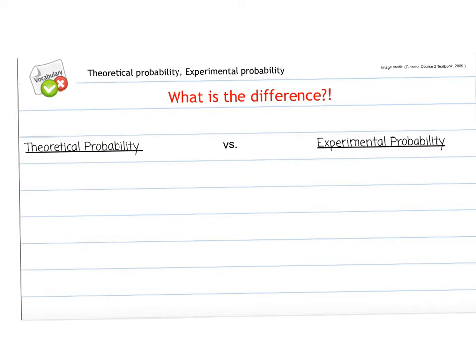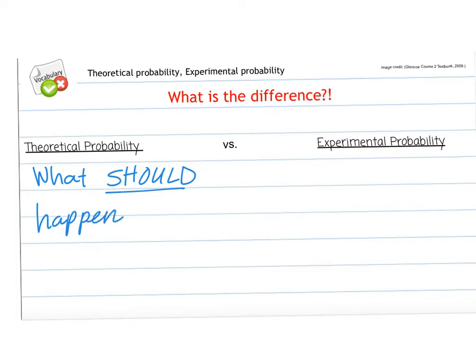So we learned about just probability of simple events. So now we're learning about these specific types of probability. So theoretical probability is what should happen. Okay, so this is like the probability that we already learned about. So just thinking about something like a coin, theoretical probability is what should happen if you flipped the coin.